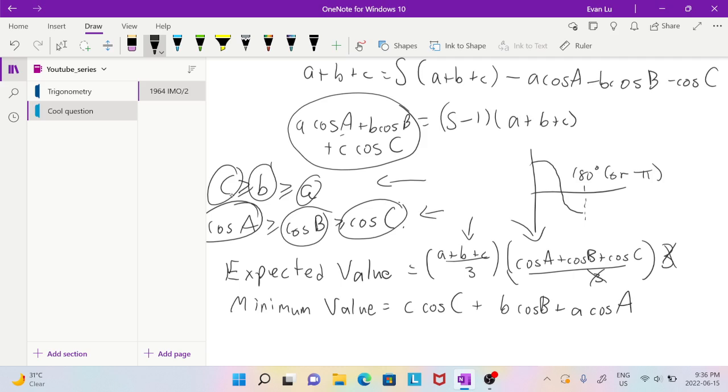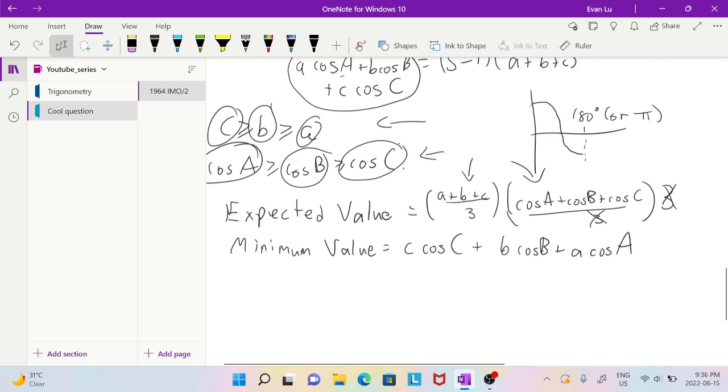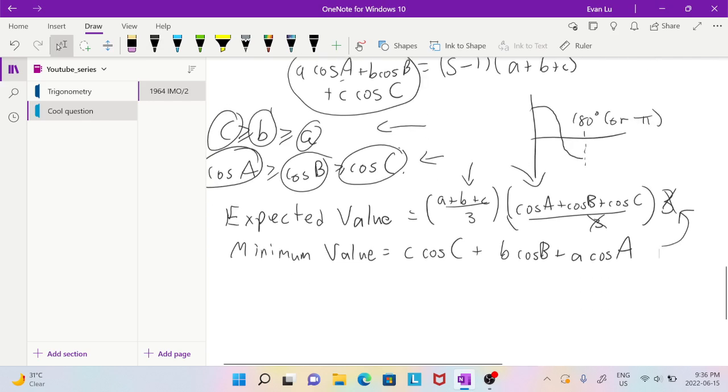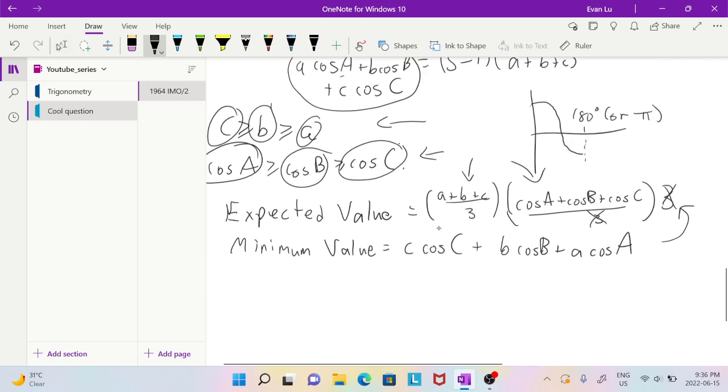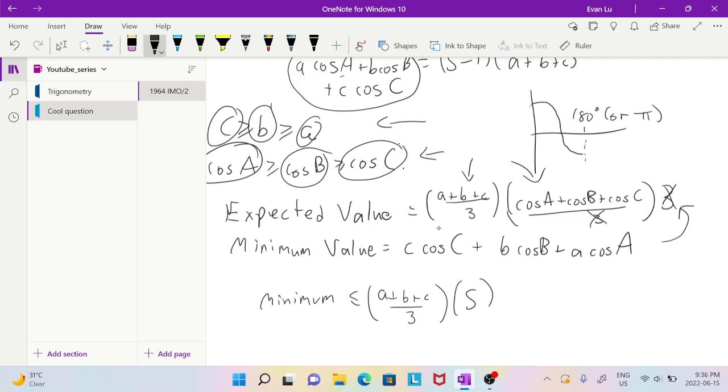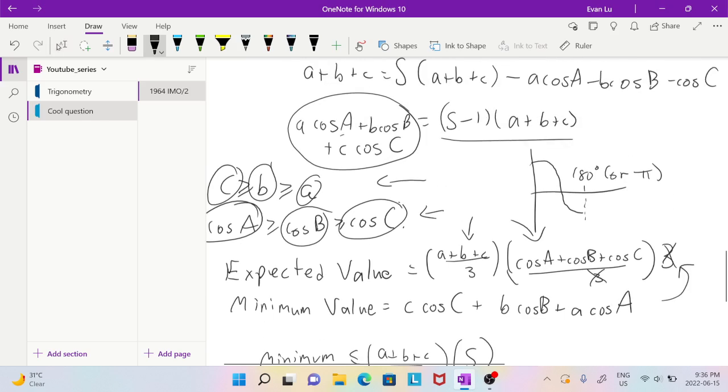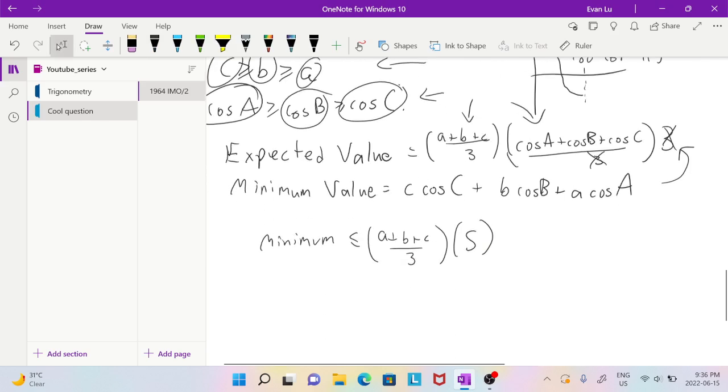cos A. And here's where we can introduce our inequality. Because the minimum value has to be less than or equal to the expected value, right? So therefore, I can say that the minimum value has to be less than or equal to (A plus B plus C)/3 times (cos A plus cos B plus cos C), but remember that we replaced that with S. And remember, the minimum value actually was the same thing as (S minus 1) times (A plus B plus C).